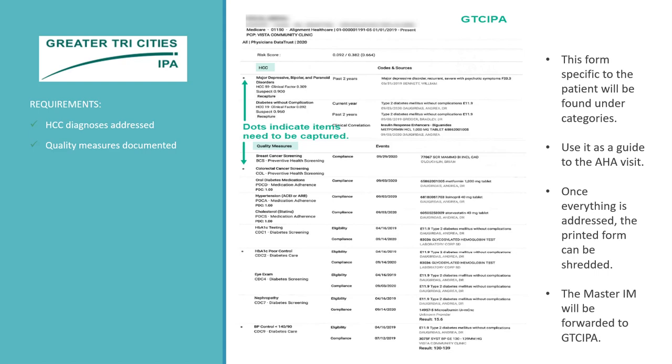Quality measures are listed below, and again, the dot would signify that that needs to be captured. So many of these have already been documented, but we can see, for example, the colorectal cancer screening still needs to be done. So this again is used as a guide to document in the patient chart for their health assessment.